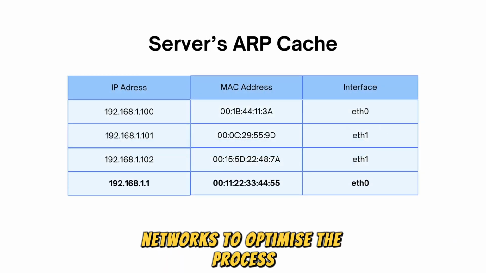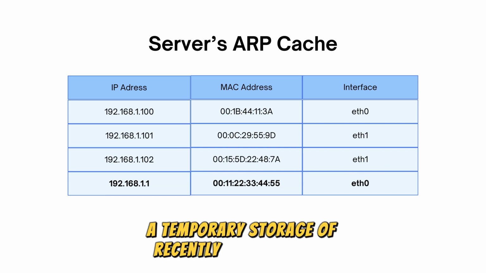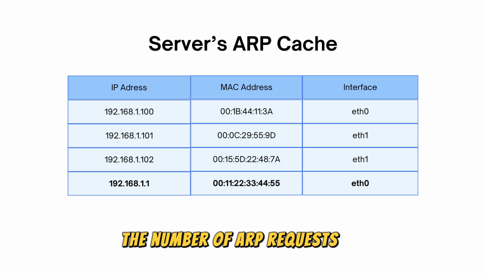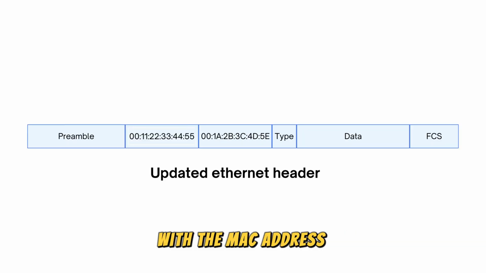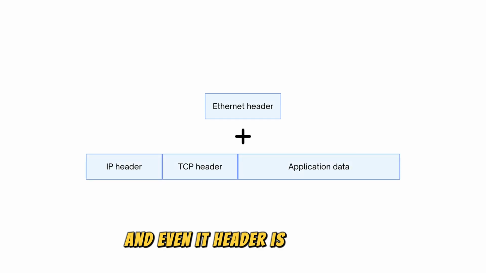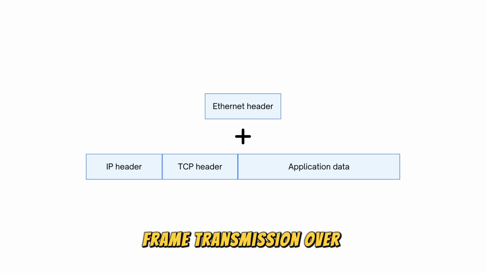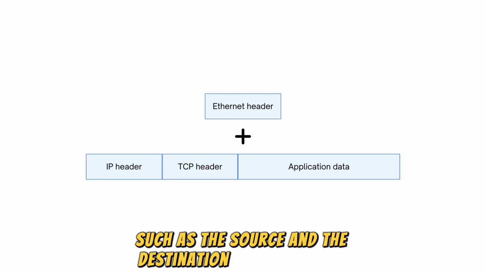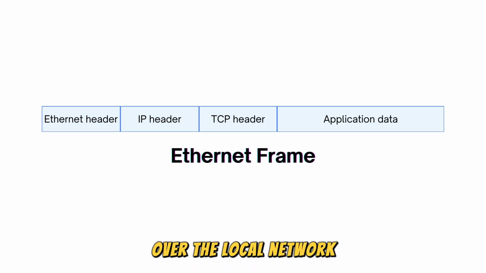To optimize the process, R1 maintains an ARP cache, a temporary storage of recently resolved MAC addresses. This cache helps reduce the number of ARP requests sent over the network, thus minimizing unnecessary traffic and improving communication efficiency. With the MAC address determined, an Ethernet header is added to the packet. This header is vital for frame transmission over Ethernet networks and includes information such as the source and the destination MAC addresses. This prepares the packet for transmission over the local network.